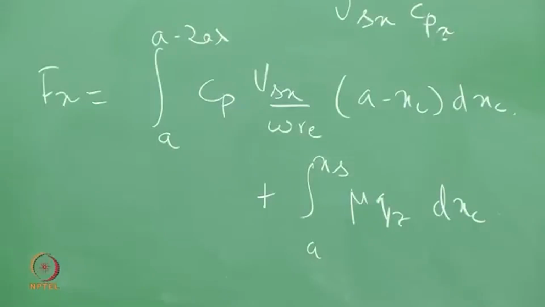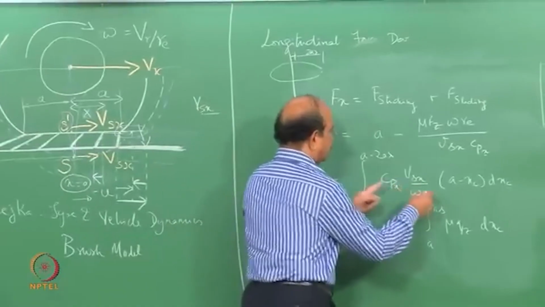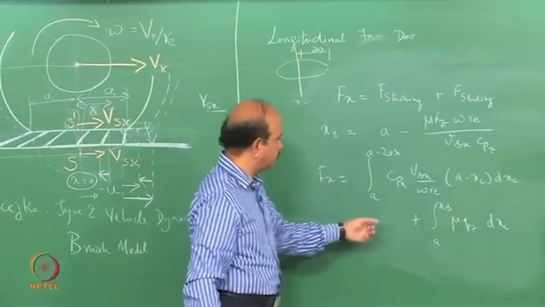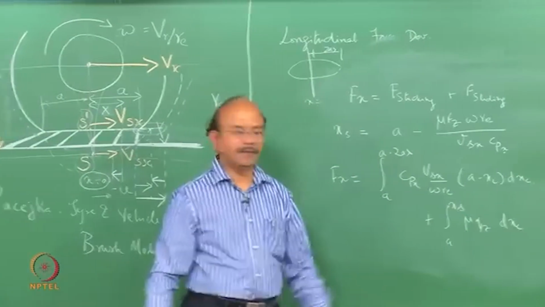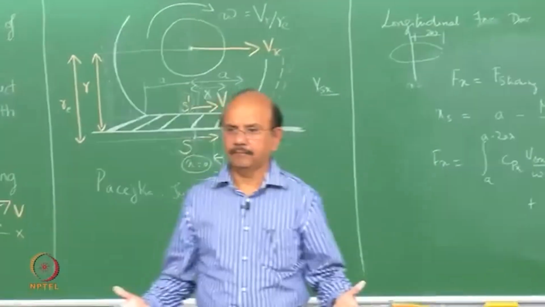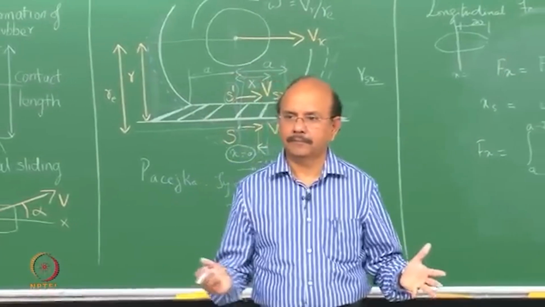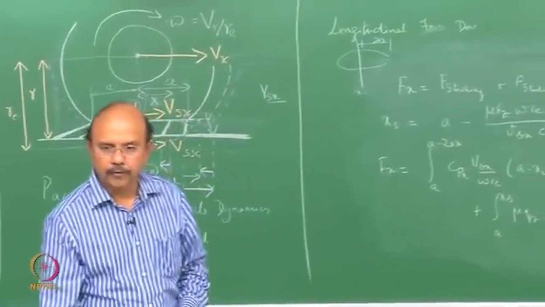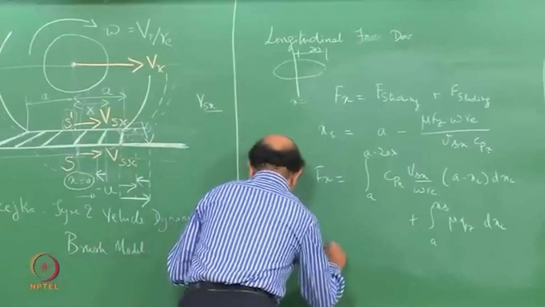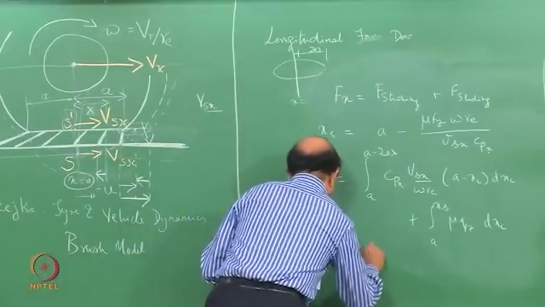What is it that I did? Simple: Cpx sigma times a minus xc dxc, plus this one, and xs I have got from these expressions. That's all. Integrate this and I am giving you a final expression. I am not going to do the integration, it is not a very difficult integration.